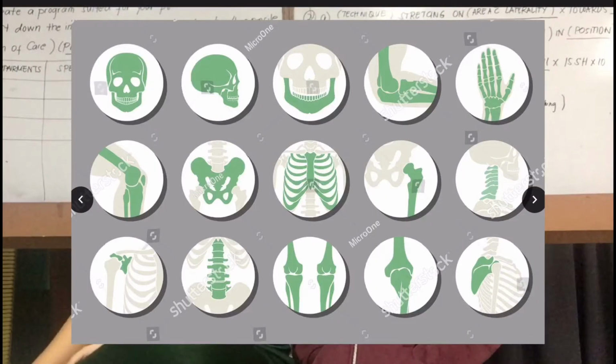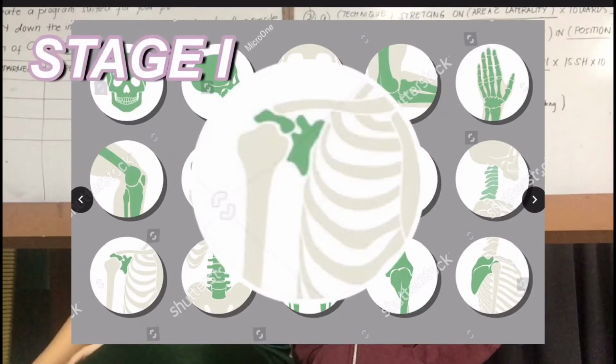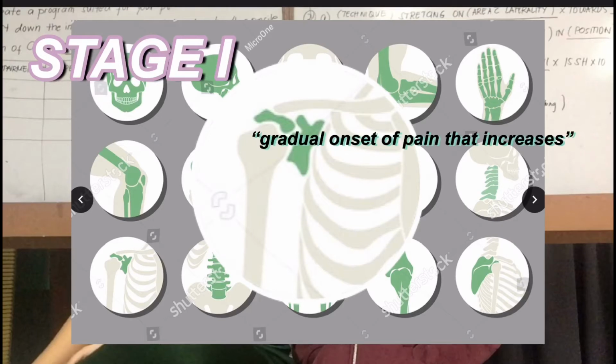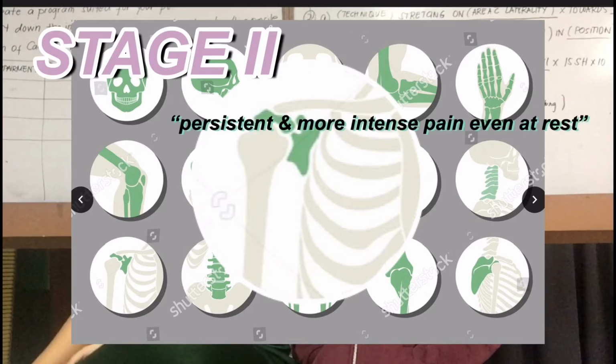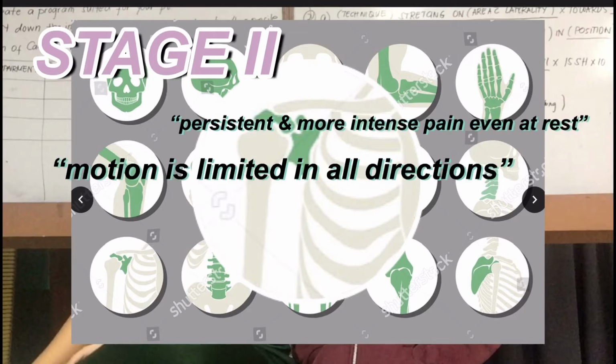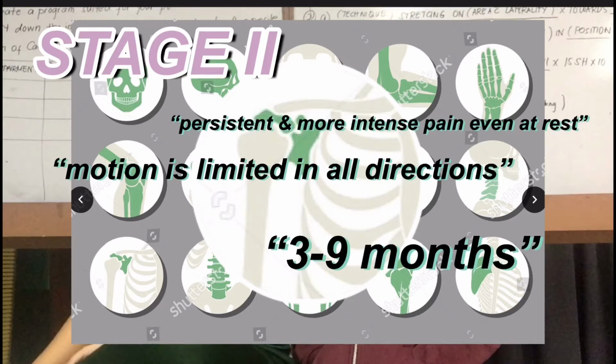Stages of idiopathic frozen shoulder. Stage 1 is characterized by a gradual onset of pain that increases, and loss of external rotation. The duration of this stage is usually less than 3 months. Stage 2, or freezing shoulder, is characterized by persistent and more intense pain even at rest. Motion is limited in all directions. This stage is typically between 3 and 9 months after onset.